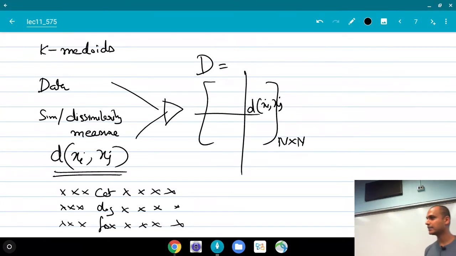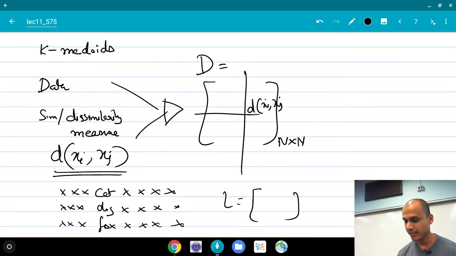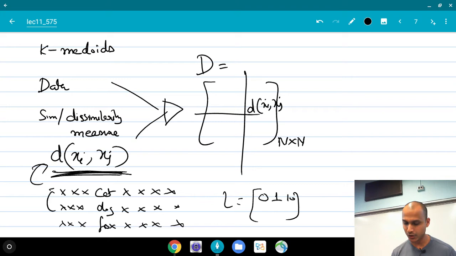Just like you remember when we were doing classification, we had this L matrix which would say whether cat is similar to cat, there is no loss. If cat is assigned dog, then it's some penalty, and if cat is assigned fox, maybe it's completely bad, so you penalize the model really badly. Similarly, you can use that information in the dissimilarity function as well. The difference between cat and dog could be small, and the difference between cat and fox could be large.